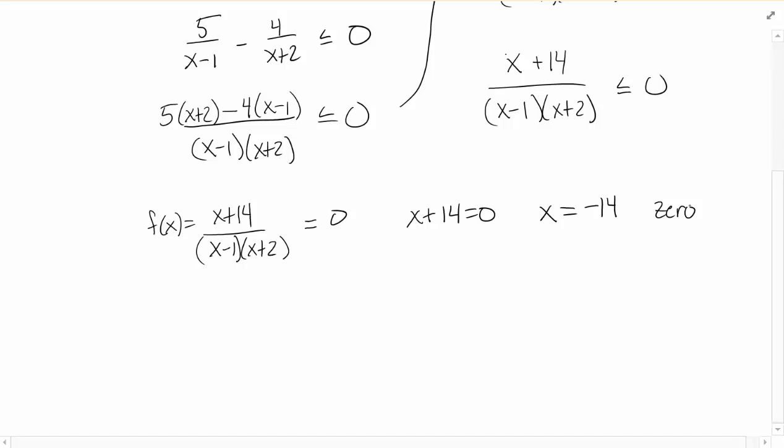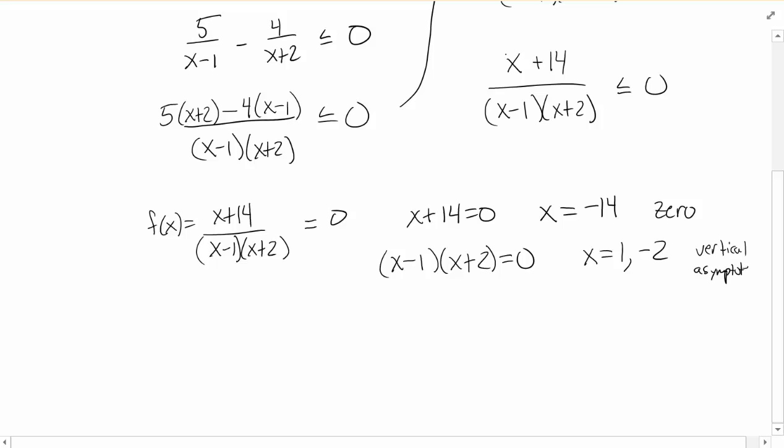Or it could do it as you cross a vertical asymptote. As we've seen, you could be down on the left side of a vertical asymptote and up on the right side of a vertical asymptote. And those vertical asymptotes happen when the denominator is equal to 0 and the numerator is not. So I'll start by setting the denominator equal to 0. That happens at 1 and negative 2. And the numerator is not 0 at either of those. So these are both vertical asymptotes.